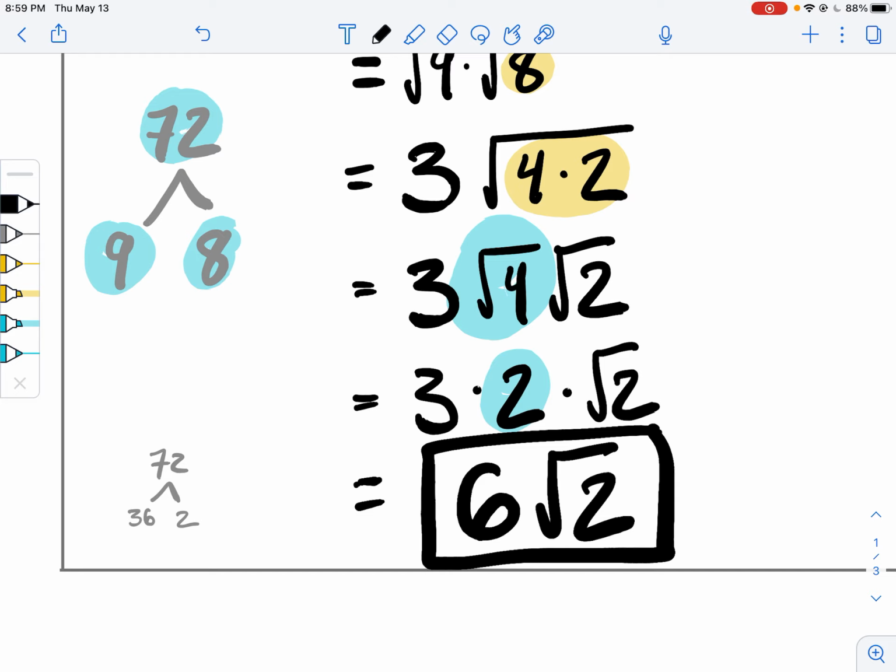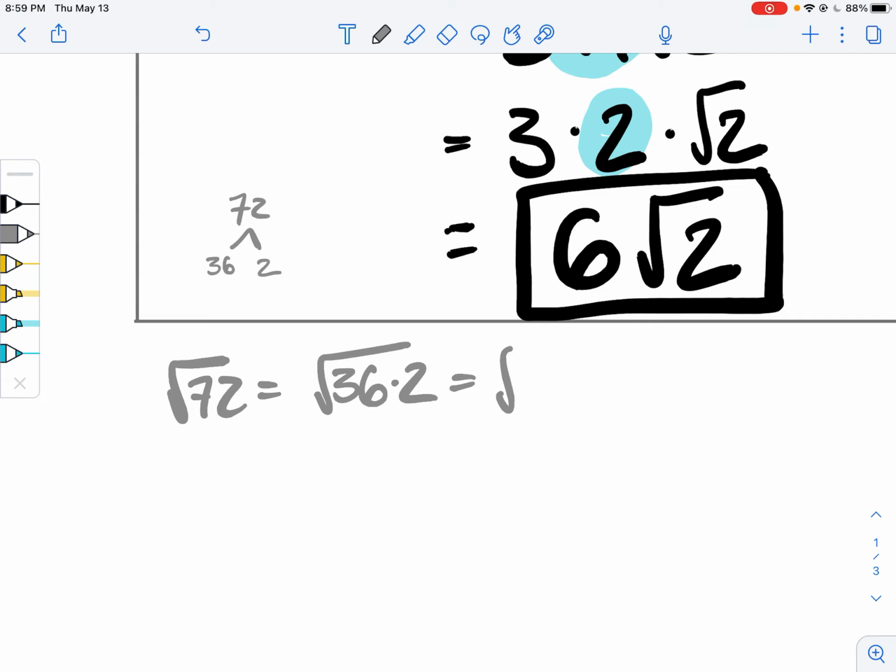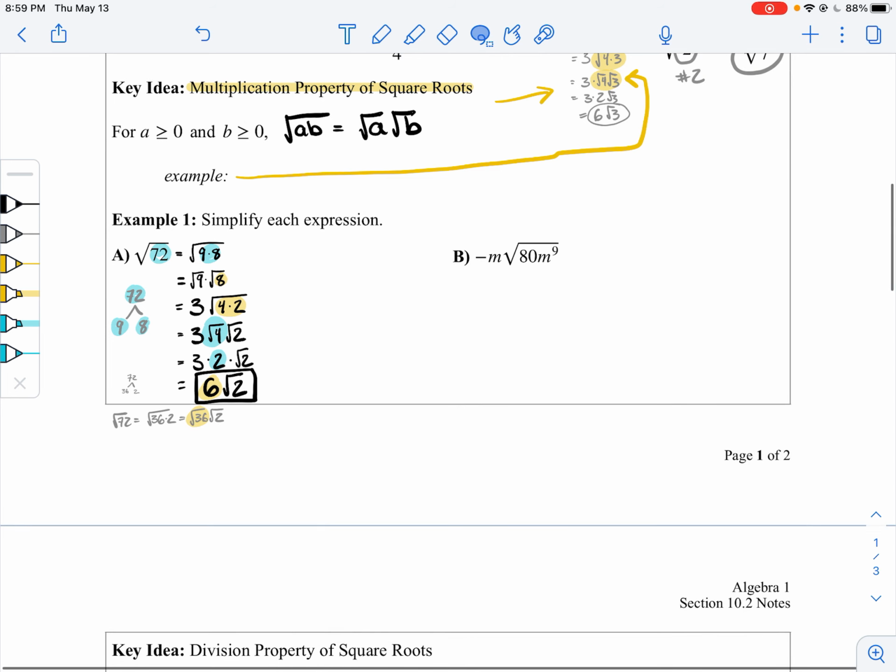Isn't that super neato? We could have gone much faster by saying the square root of 72 is equal to the square root of 36 times 2, which is the square root of 36 times the square root of 2, and hey, look at it. Square root of 36 is 6. So, whatever's the faster way, you can do that.